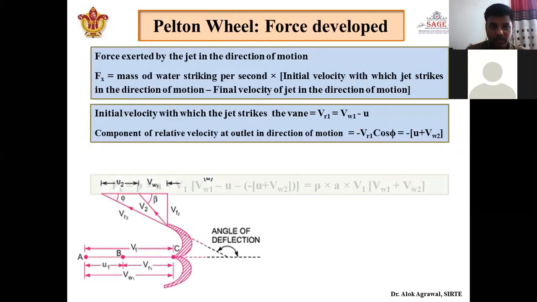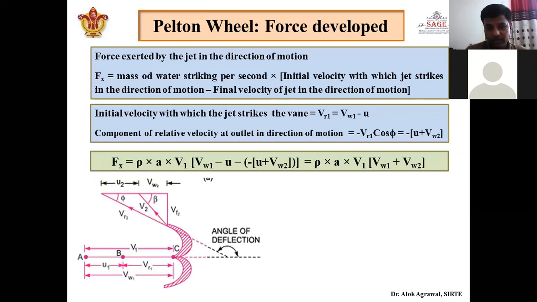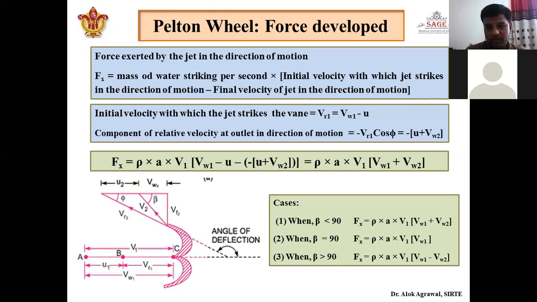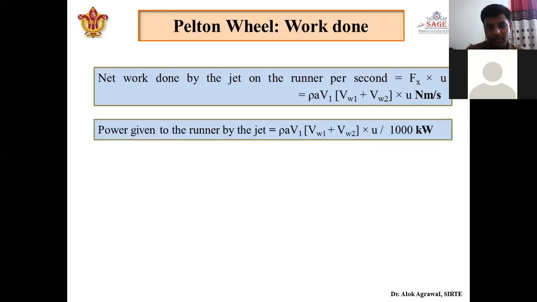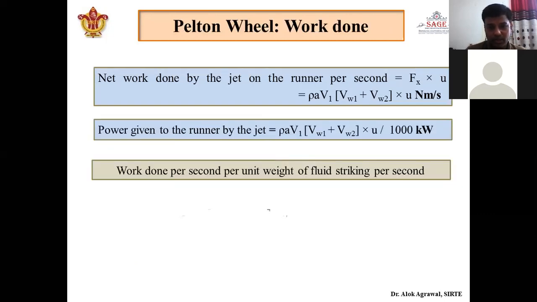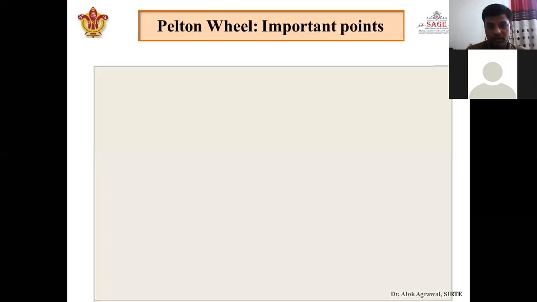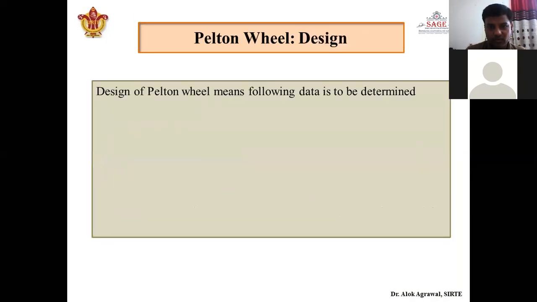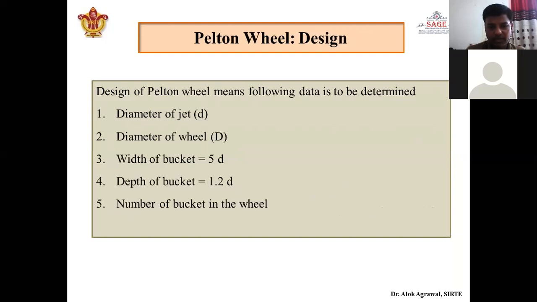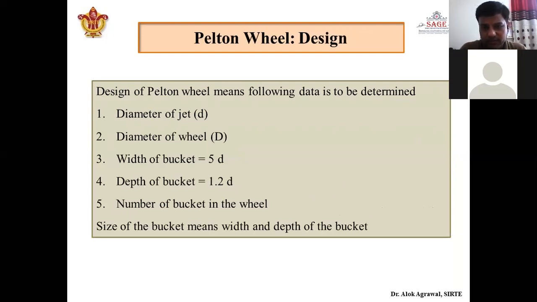Then we have calculated the force developed by the jet, and that force depends upon the angle beta. If it is an acute angle, we get rho a V1 (VW1 plus VW2). If it is 90 degrees, we get VW1 only, and VW1 minus VW2 when it is an obtuse angle. Then work done, multiplying by U, power given. This is an important term: work done per second per unit weight of the fluid striking. Then we have seen some important points related to the Pelton wheel, and the design criteria for a Pelton wheel. So this is for today's class.